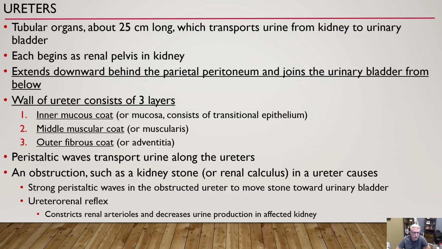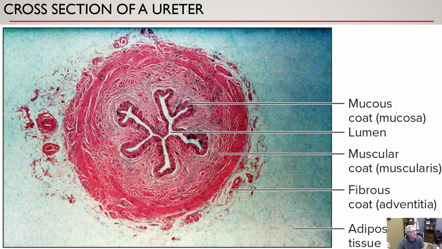And we do have this thing called the ureterorenal reflex, in which the renal arterioles constrict, and that's going to decrease urine production in the affected kidney. If we have vasoconstriction of our renal arterioles, remember that's going to decrease the blood flow into the kidney, which is going to decrease our glomerular filtration rate.